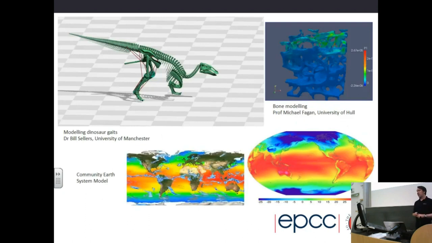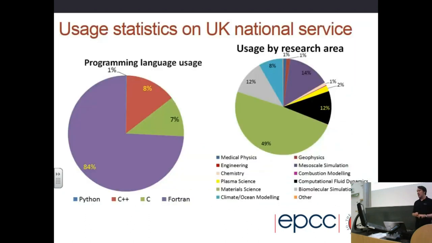And so we've covered some of these examples already. A bit of statistics here. This is a new slide, which a colleague of mine put together to look at the use of statistics on the UK National Service. Now, this might be quite surprising. The thing which might surprise you most is that for programming language usage, 84% of the usage of the UK National Service is in a language called Fortran, which to a modern computer scientist will seem like some kind of dinosaur language.